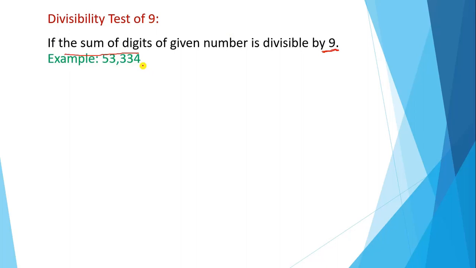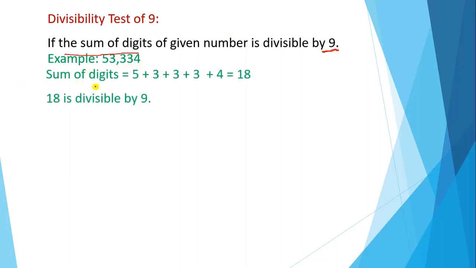53,334. We will take the sum of digits: 5 plus 3 plus 3 plus 3 plus 4 equals 18. We know that 18 is exactly divisible by 9, or 18 is a multiple of 9. Hence 53,334 is divisible by 9.